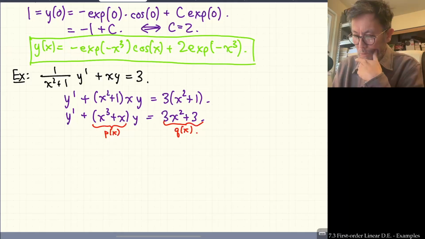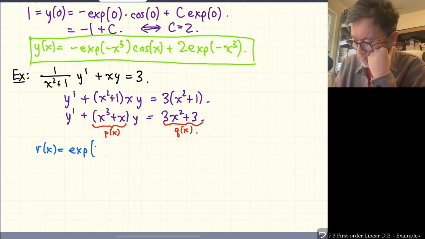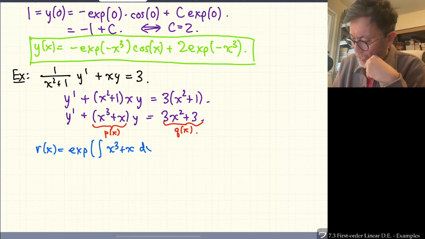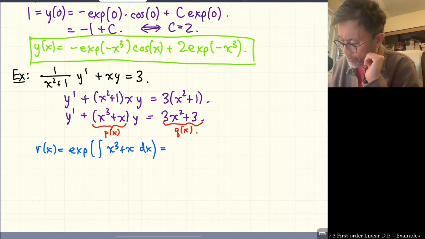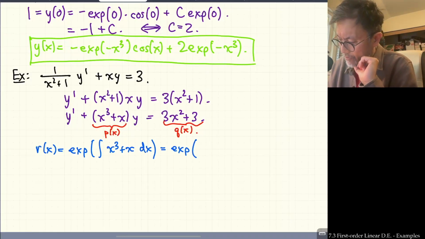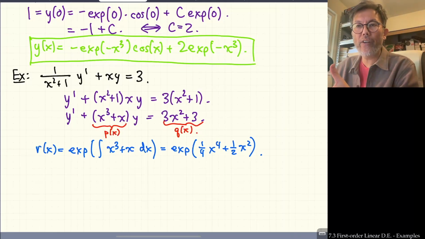Okay, now I'm going to write down my integrating factor. Was I doing that in blue, I think? The exp of the integral of x cubed plus x dx. And I think this becomes the exp of 1/4 x to the 4th plus 1/2 x squared. Easy peasy. That's my integrating factor.